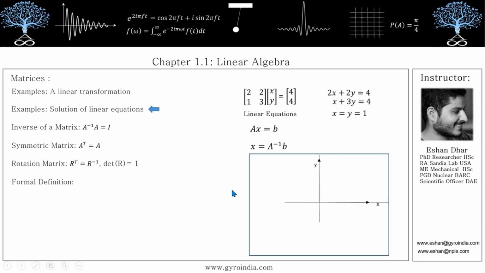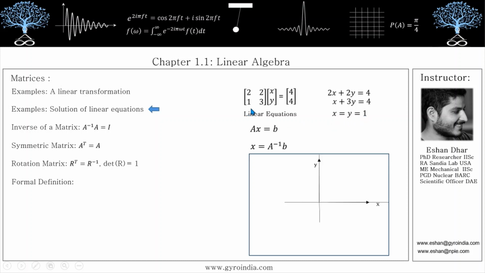Matrices owe their inception to the solution of linear equations. The whole branch of algebra was discovered to solve equations like those shown. A simple substitution gives us the solution to this set of equations.